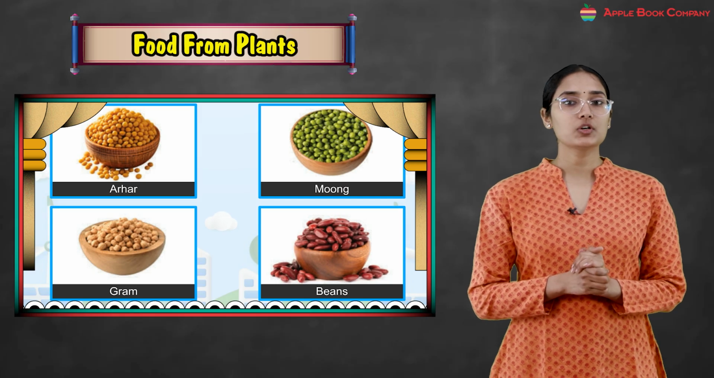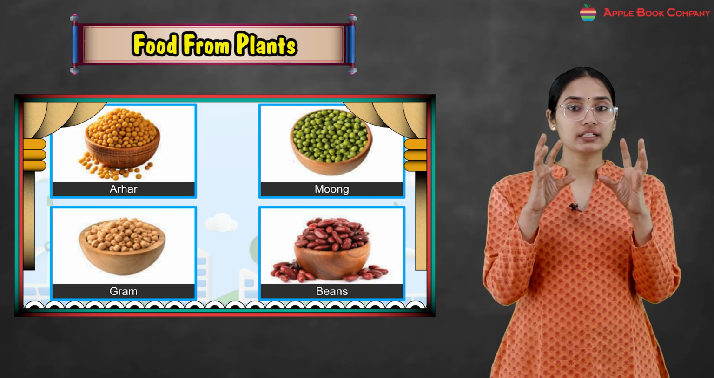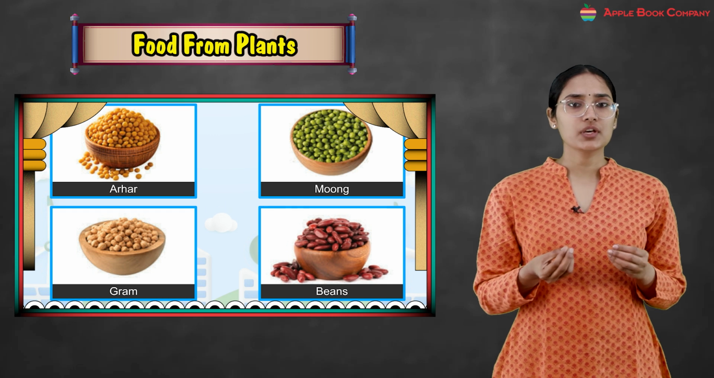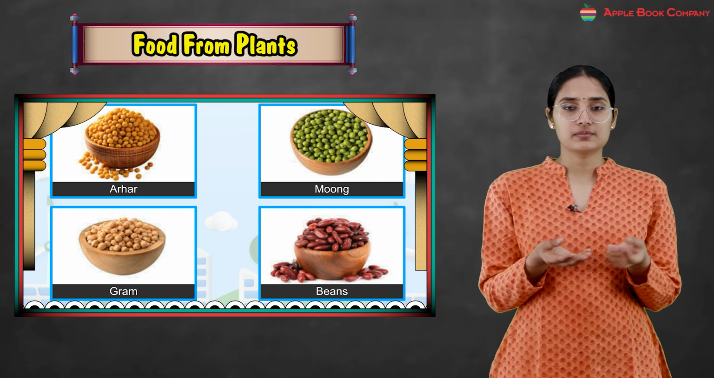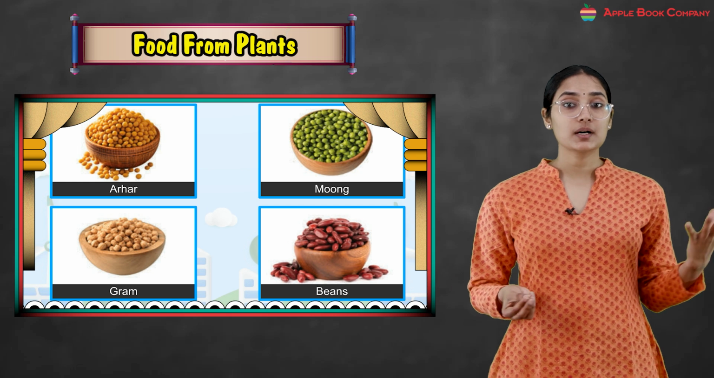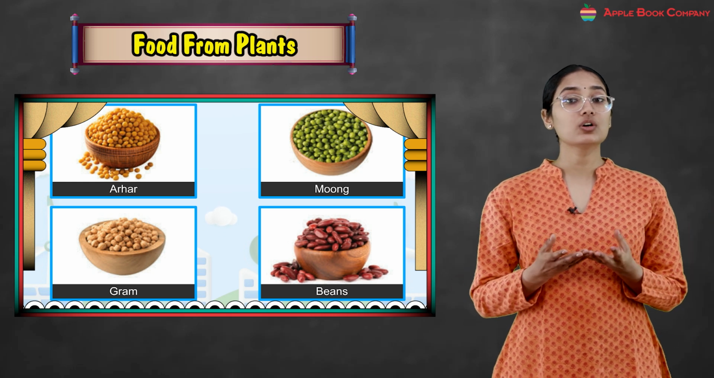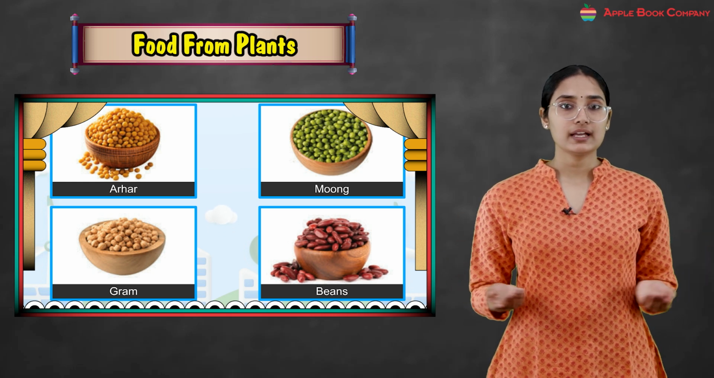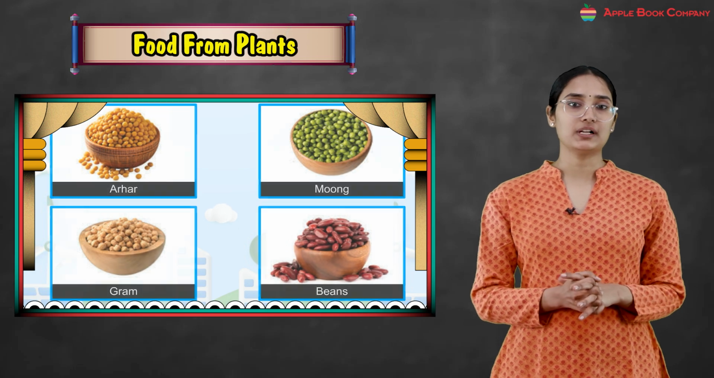Now, some plants give us pulses, and pulses are the seeds of the plants. For example, the gram, the moong. Your mother makes the dal, right? The moong dal, chana dal, gram, beans, arhar, right? These are all pulses, and these are the seeds of those plants.